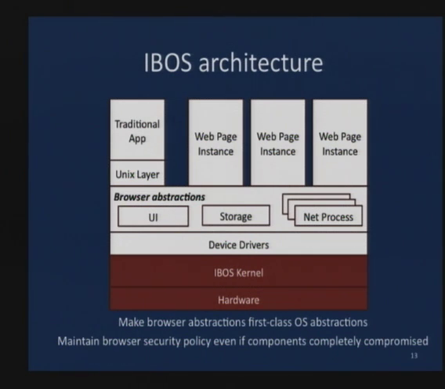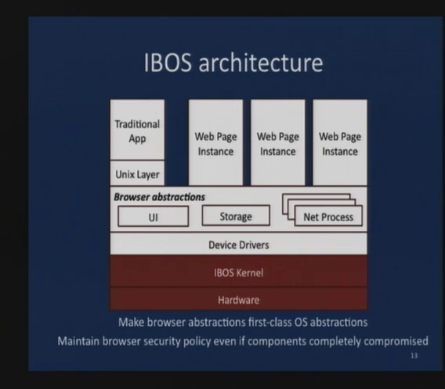So shown here is the overall IBOS architecture. Down at the bottom, you can see the IBOS kernel and the hardware, and these are both in red. These are used to signify components that are part of our trusted computing base. Up at the top, we have something called a web page instance, and the web page instance is really one of our main principles here in our browser operating system. So it's kind of like a process.